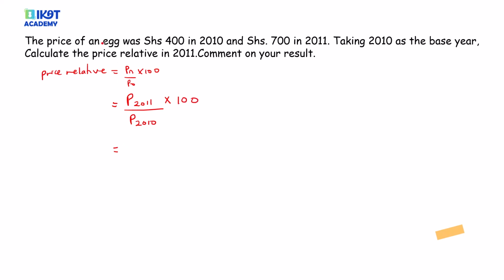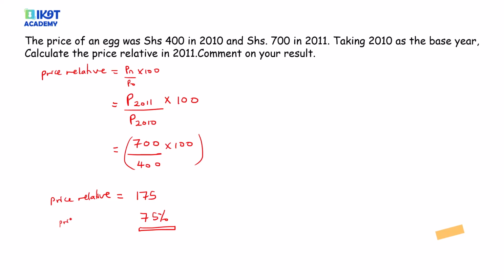Then I come and quote that the price of an egg was 400 in 2010 and 700 in 2011. So in 2011 it's 700, in 2010 it was 400. Multiply times 100. Now all you need to do is put this into a calculator. It gives you 175. Now remember we said 100 is like the value of the base. So anything above 100 means the price increased by 75%. So that's the comment you give: the price increased by 75%. So here we found the price relative.